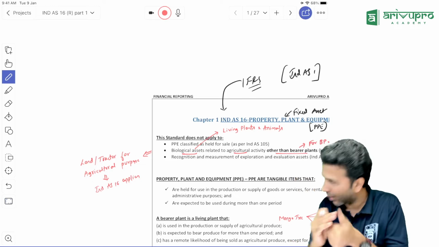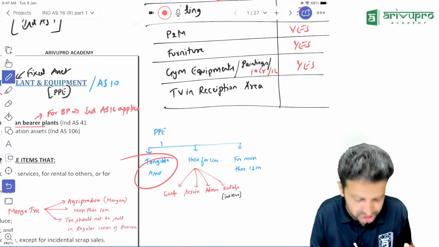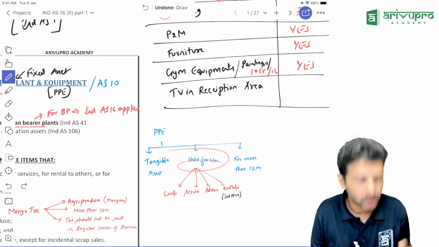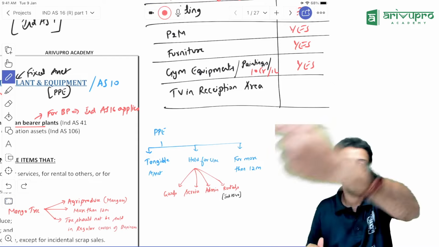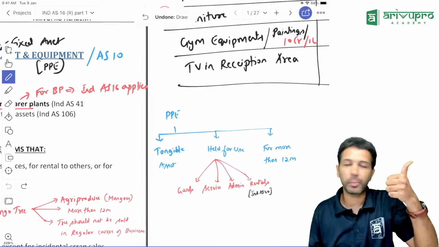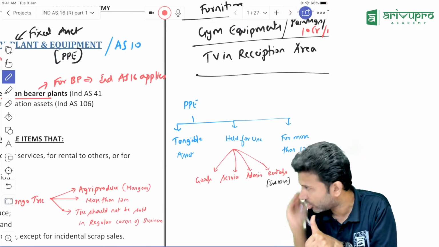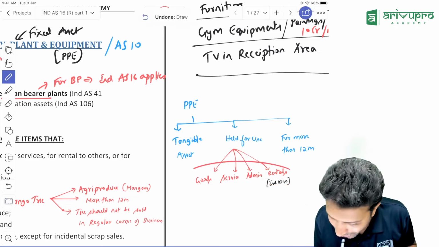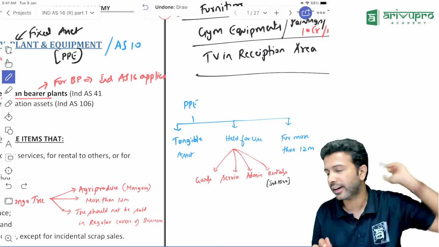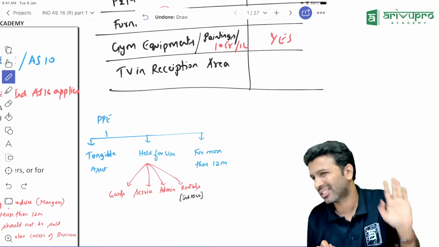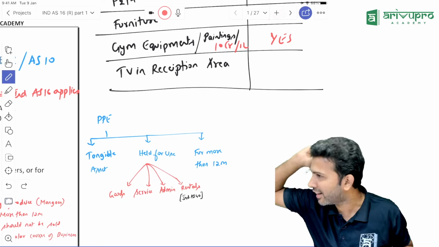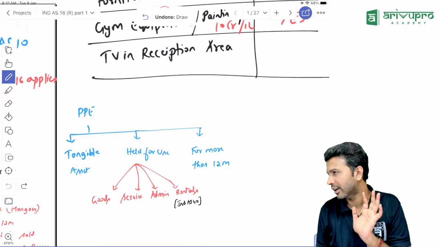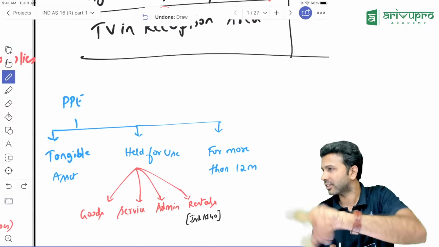If you want to call it PPE, three criteria should be satisfied. First, I'll go through them and then we will review them one by one. One, it should be a tangible item or tangible asset. Two, it should be held for use, for one of four purposes: to produce goods, render services, administrative purpose, or rental purpose. You should compulsorily utilize it for one of these. Third, that usage should be for more than 12 months. By default, our 11th standard teachers have already made it into our heads that a fixed asset is one that lasts more than 1 year. That is what the third criterion says: it should last for more than 12 months.